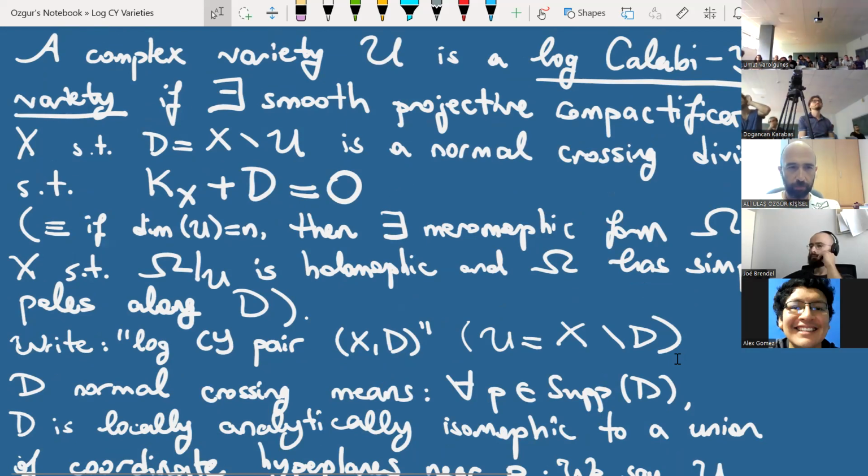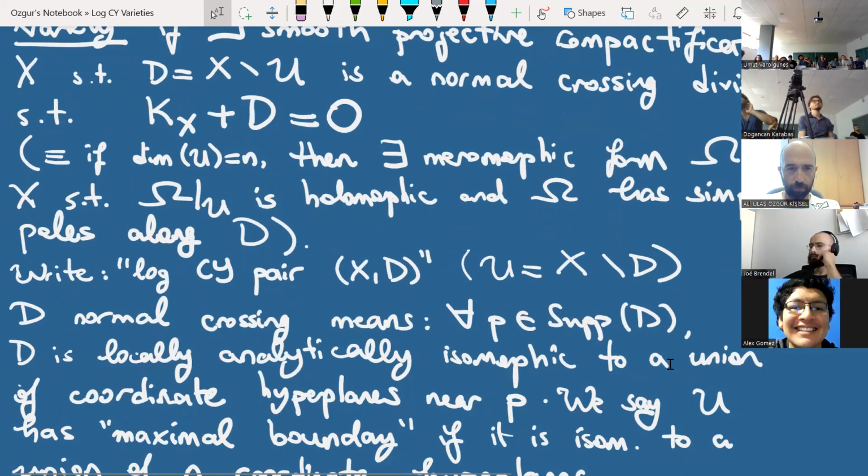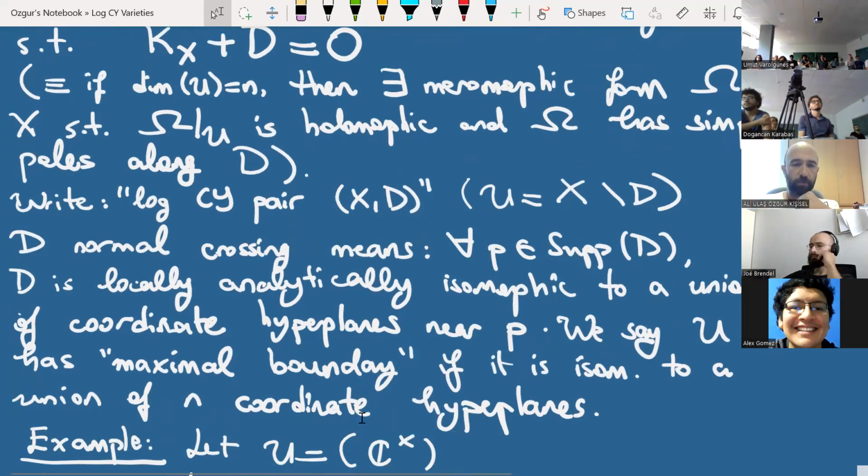What does normal crossing mean? Well, a little bit informally, it essentially means that for all points in the support of the divisor, locally it looks like a union of coordinate hyperplanes. So it's locally analytically isomorphic to a union of coordinate hyperplanes. Well, this definition doesn't tell you the number of hyperplanes. So if you have the maximal possible number, which is n, then U has maximal boundary. So more precisely, if there exists a point in the support such that its neighborhood is a union of n hyperplanes locally, then it is called maximal boundary.